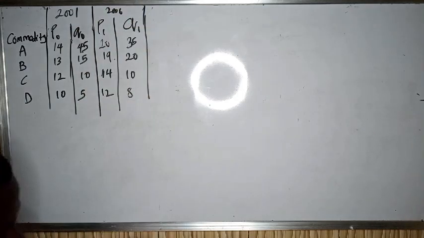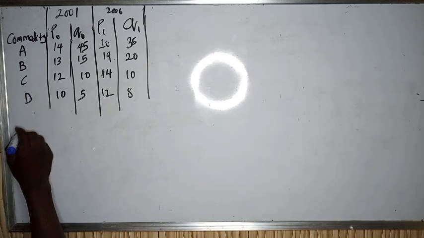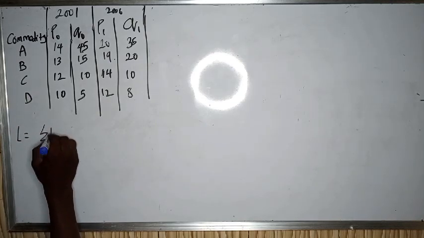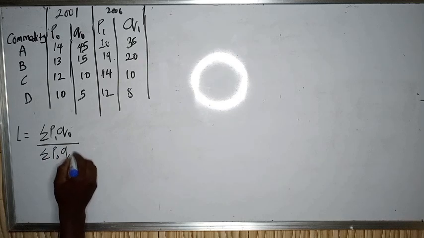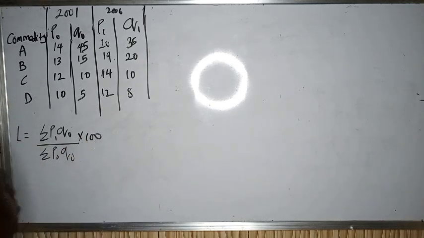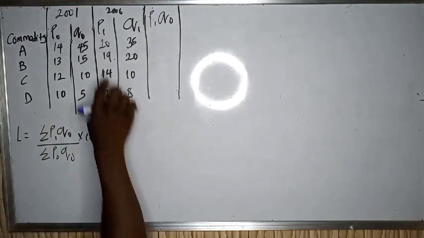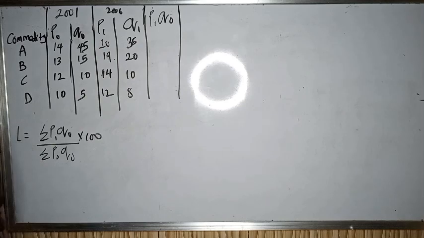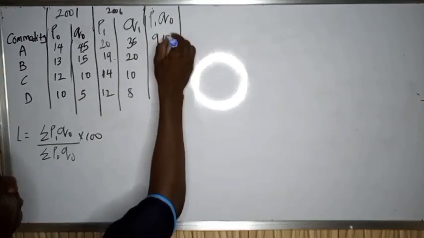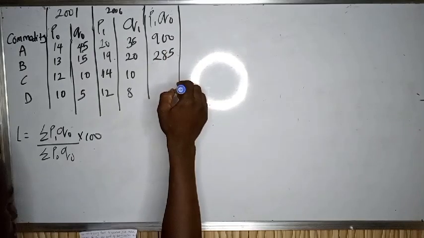Since we are calculating Laspeyres, we know very well that the Laspeyres formula is simply summation P1 Q0 over summation P0 Q0 times 100. So we need to get P1 times Q0, that means the current price times the old quantity. So let's go: P1 times Q0. 45 times 20, you have 900, 285, 140, and 60.